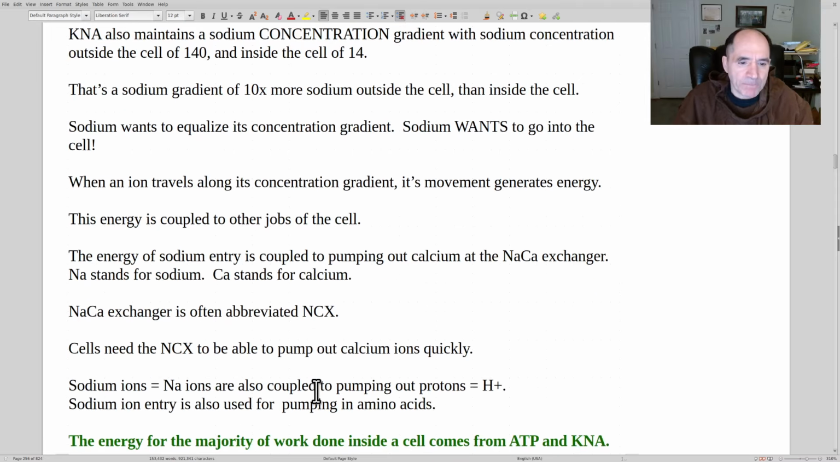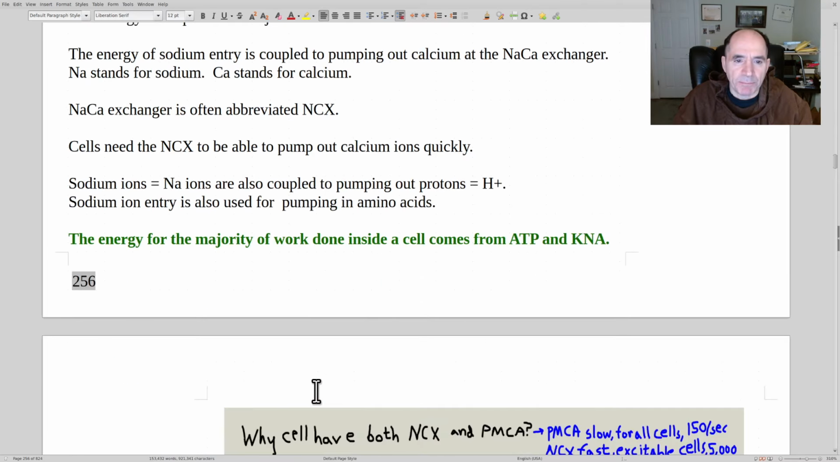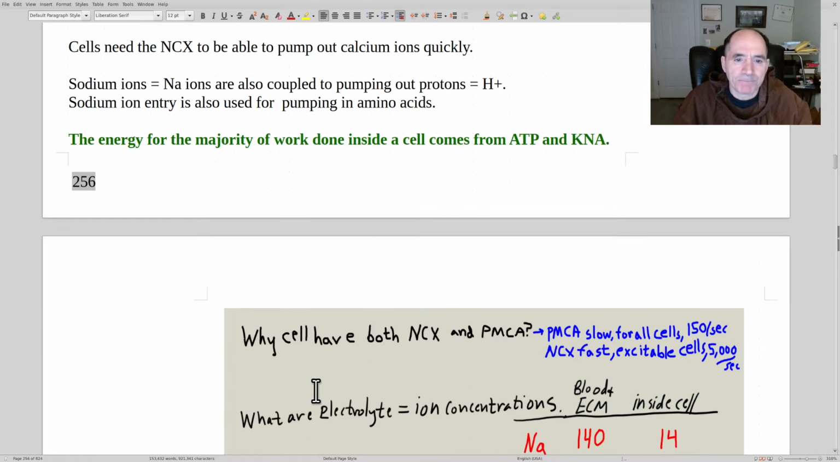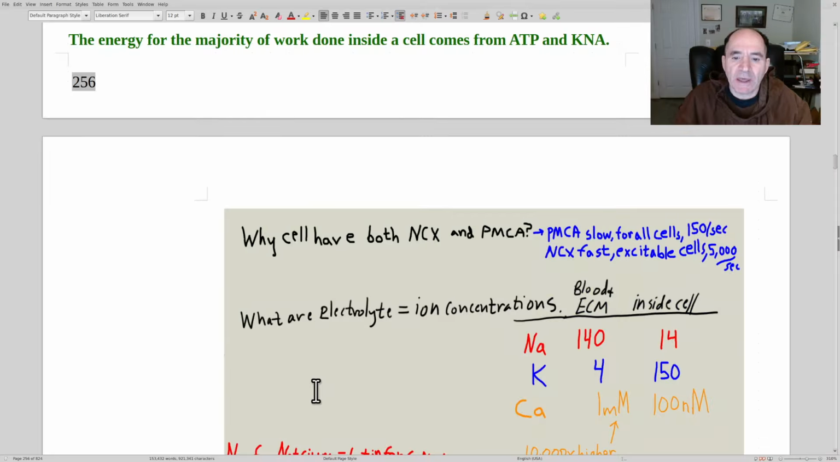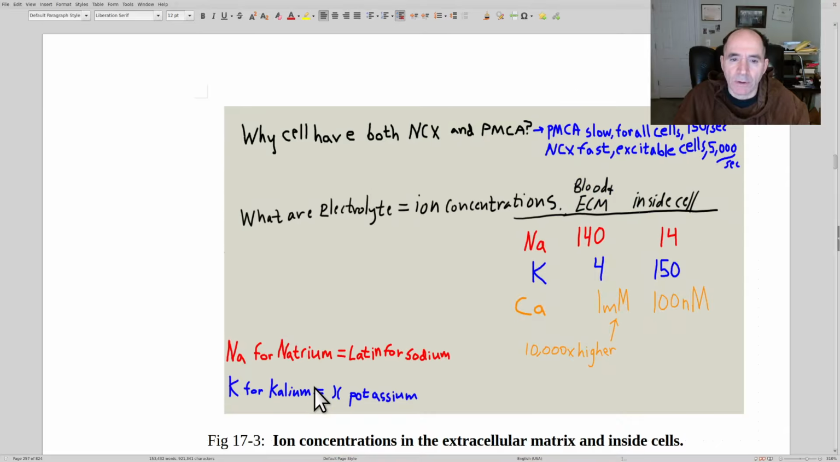Okay, we talked about the gradients. The NCX, sodium-calcium exchanger, is a really fast pump. So most of the energy for the work done in a cell comes from the mitochondrial production of ATP and then from secondary utilization of these plasma membrane pumps.